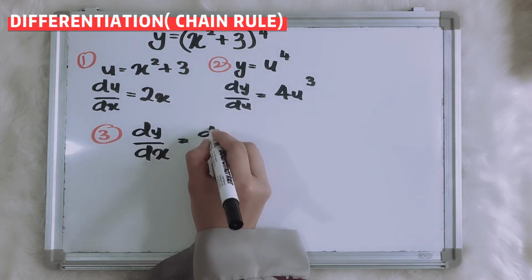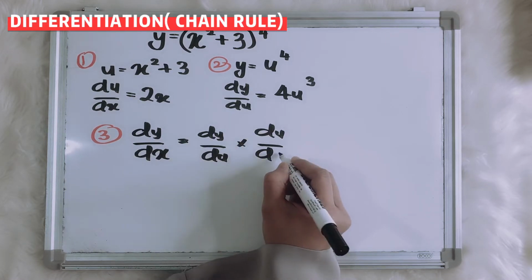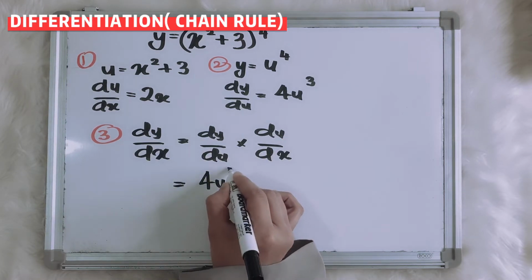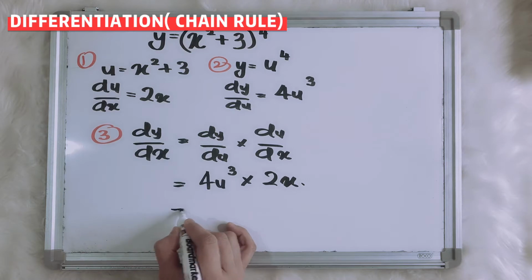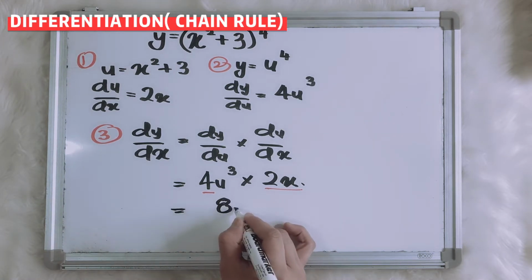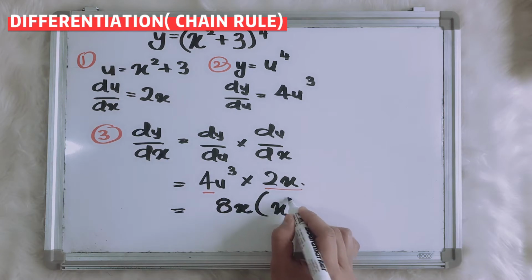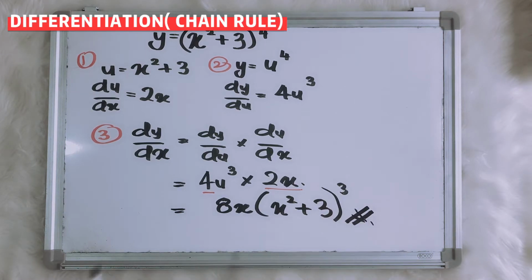So dy over du multiplied with du over dx. dy over du is 4u power of 3, you multiply with 2x. So 4 times 2x, you will have 8x, correct? So what is your u? Put your bracket: your u is x squared plus 3, power of 3. Easy, right? Okay, we try one more.